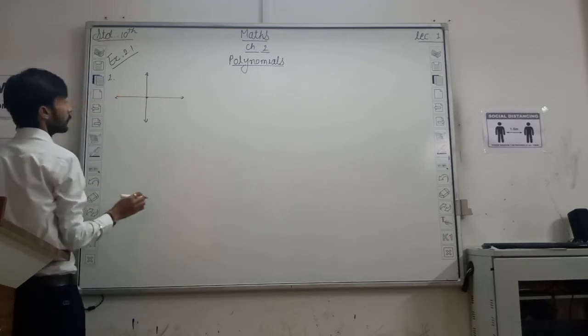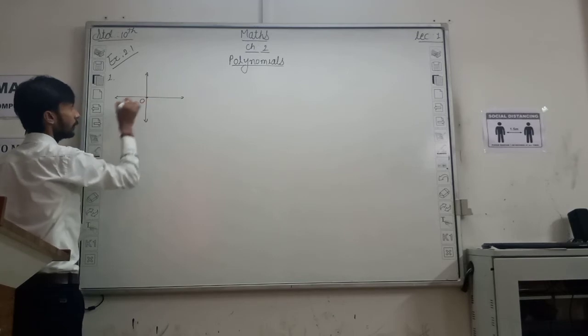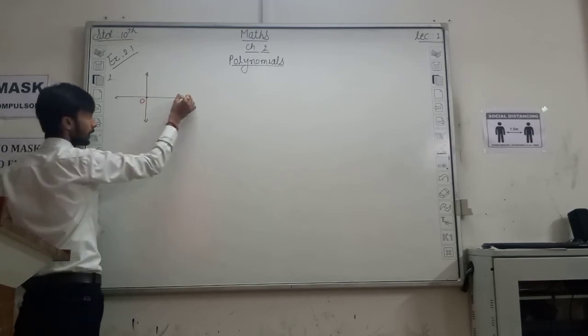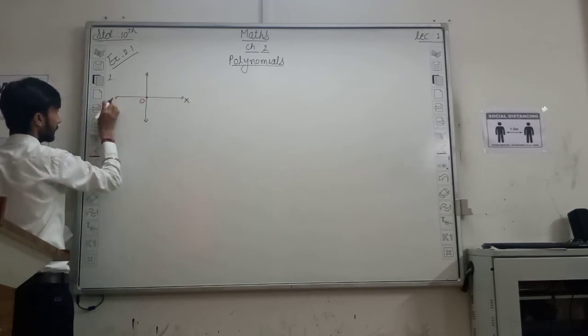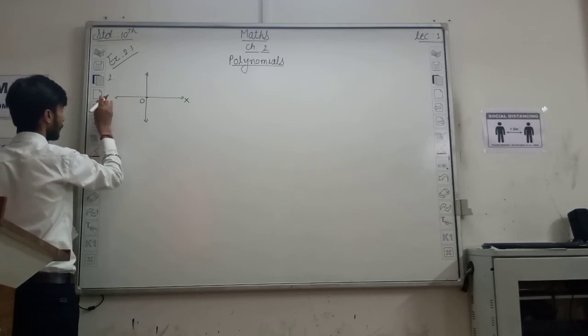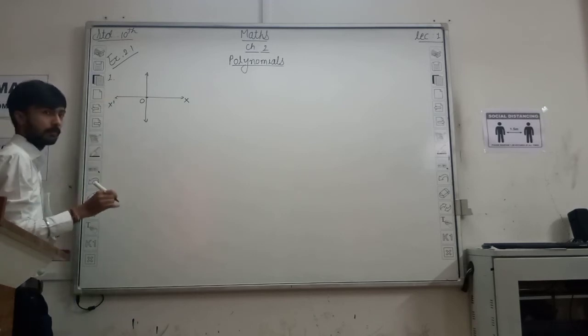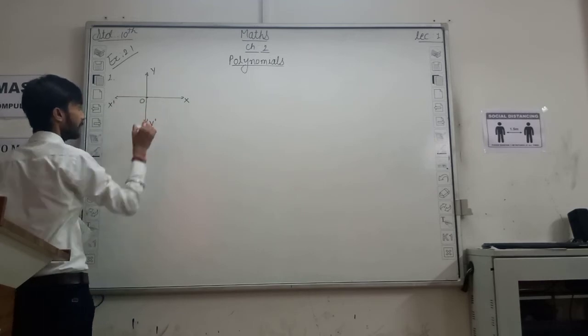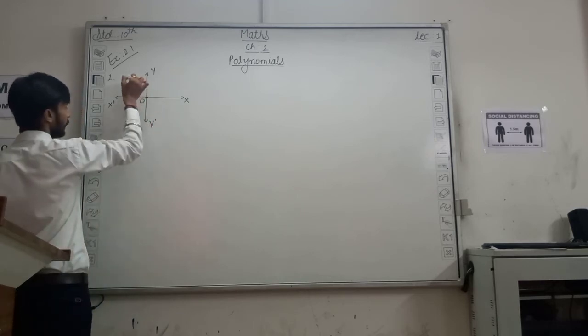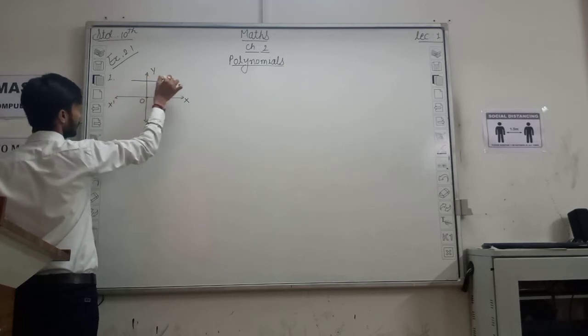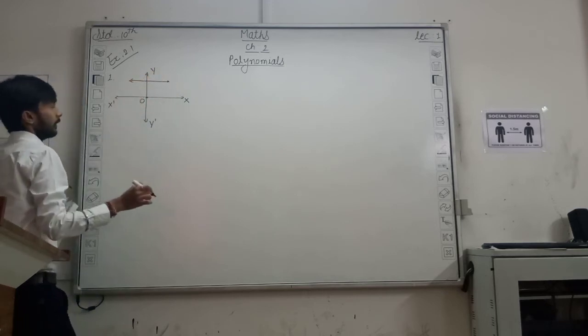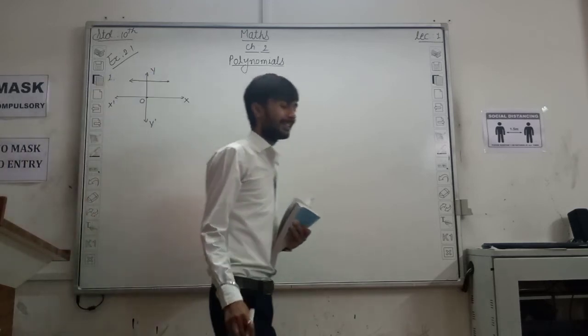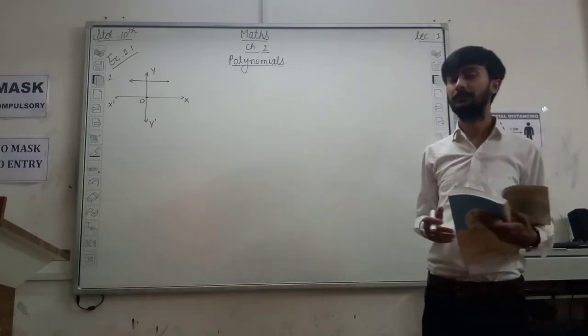Cartesian plane. So we know that this is the origin O. This is positive x, negative x, which we denote as x dash, right? Positive y and negative y, that is y dash. Okay. Here your graph is a straight line. Tell me, a straight line means which type of graph?